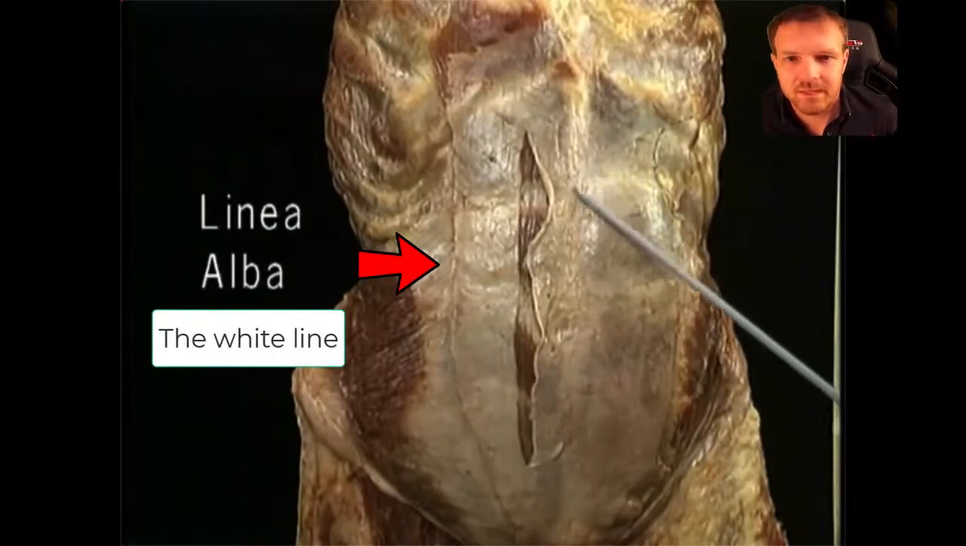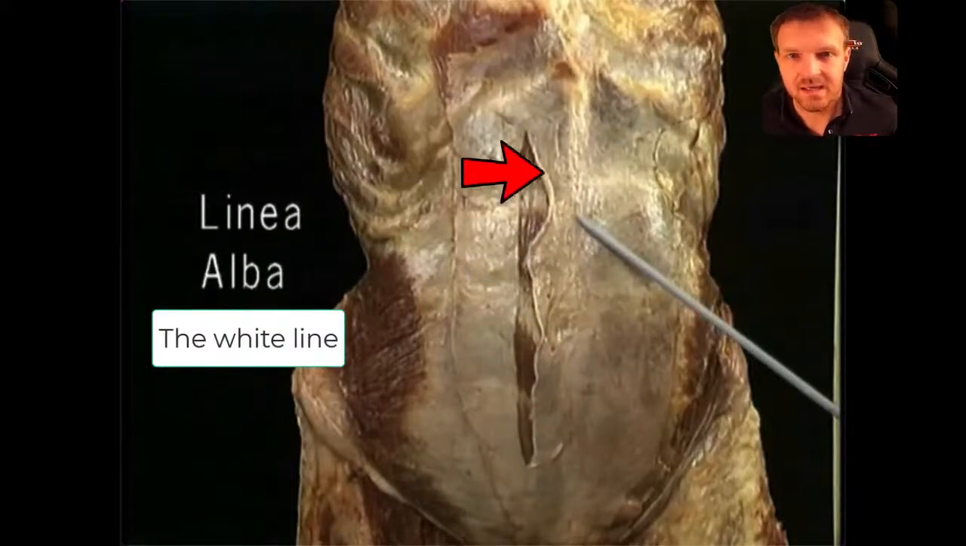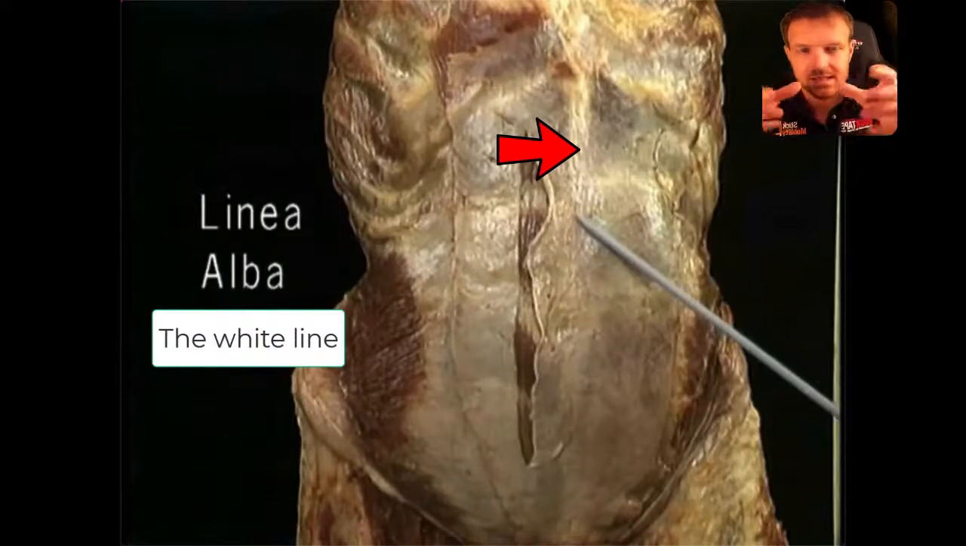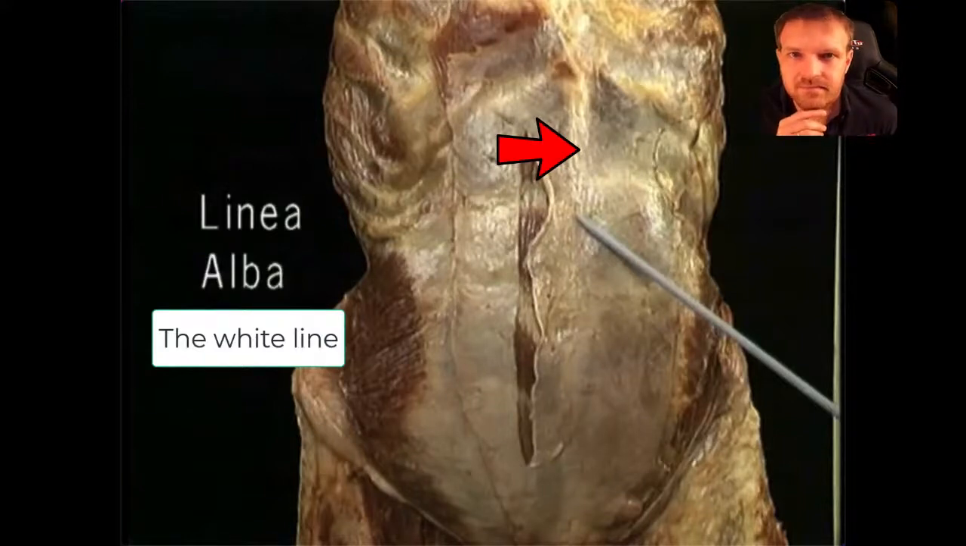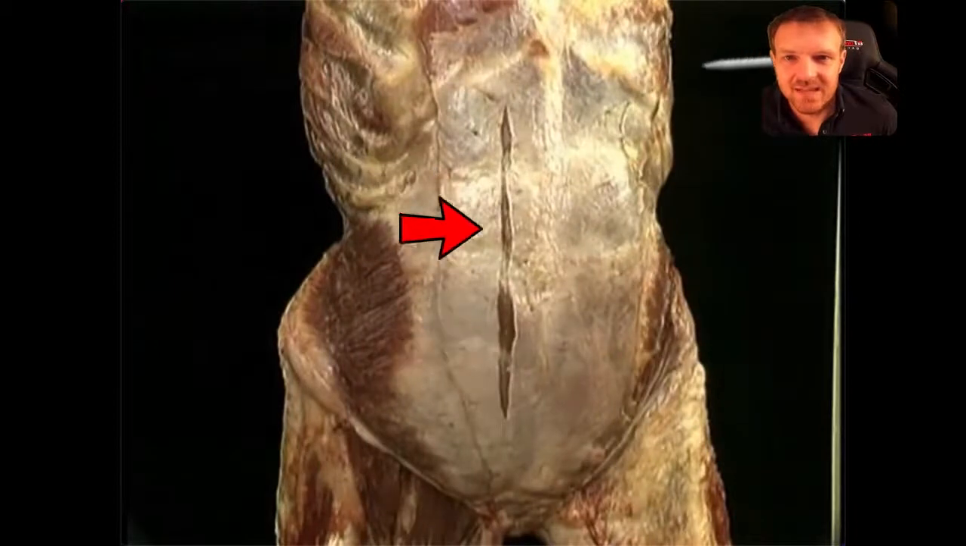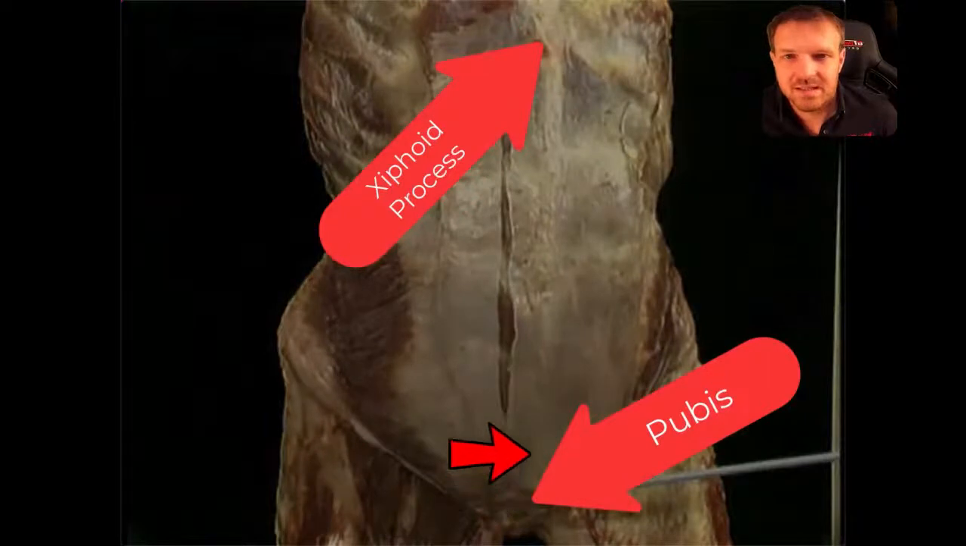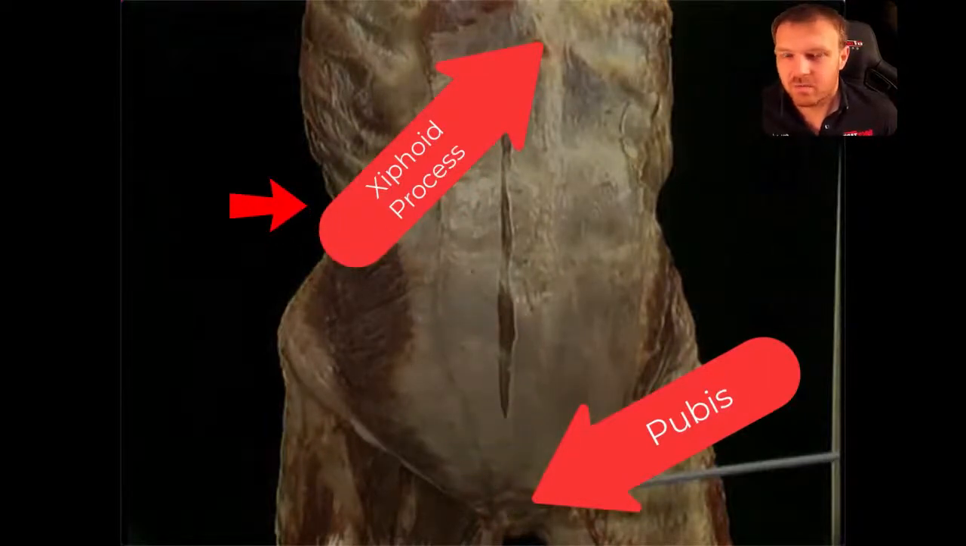And then the linea alba, we'll just hold that there. This is the line down the middle of your six pack, and it basically means the white line. And this is where all of the fascia connects. So from the transverse abdominis, internal oblique, external oblique, they all come together and join together on that white line. So yeah, there's your anterior. There's the linea alba, from the xiphoid process down to the pubis, and that's your rectus abdominis.